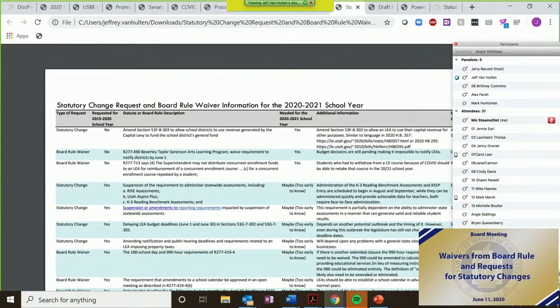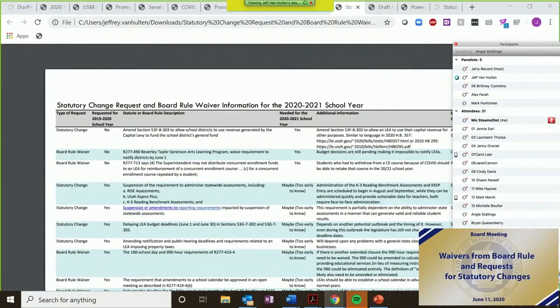And we identified two programs that right now we anticipate needing some flexibility. So the first one is the Beverly Taylor Sorensen Arts Program, where that rule requires the board and staff to notify LEAs of how much money they'll be receiving under the Beverly Taylor Sorensen Arts Program by June 1st.